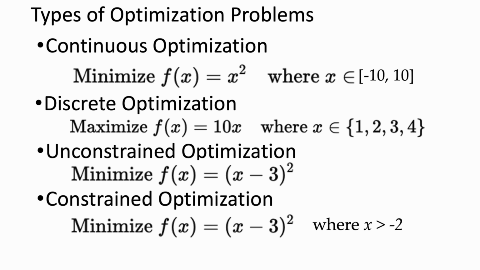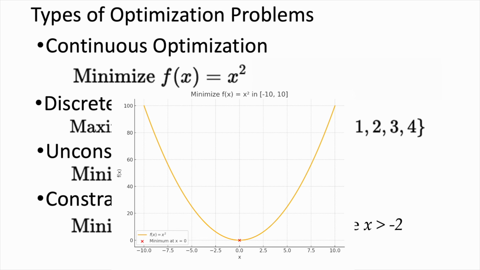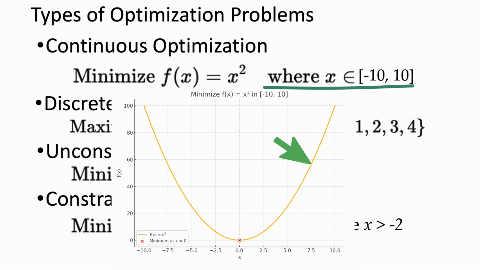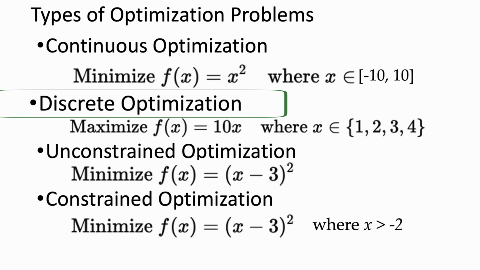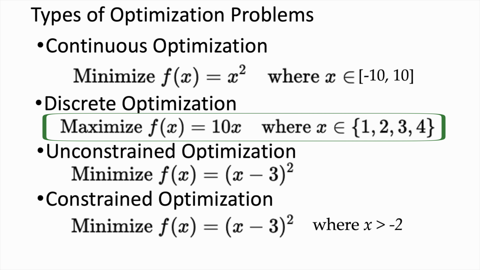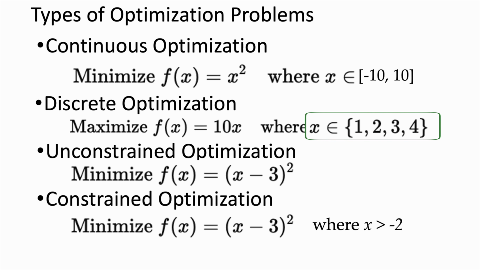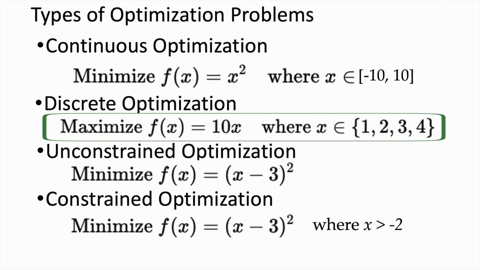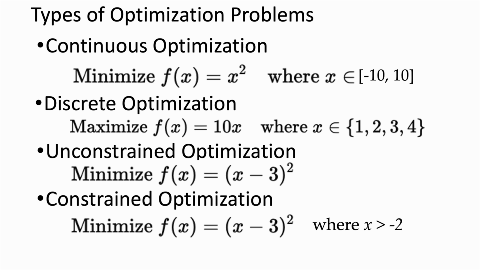Now remember, continuous optimization can be either constrained or unconstrained. For instance, when we minimized x squared earlier, we added a constraint that x must be between -10 and 10. The same goes for discrete optimization. In our earlier example, x was restricted to a finite set, 1, 2, 3, or 4, so that was a constrained discrete optimization. But we could also have an unconstrained discrete optimization where x is allowed to be any integer without a fixed list or boundary.